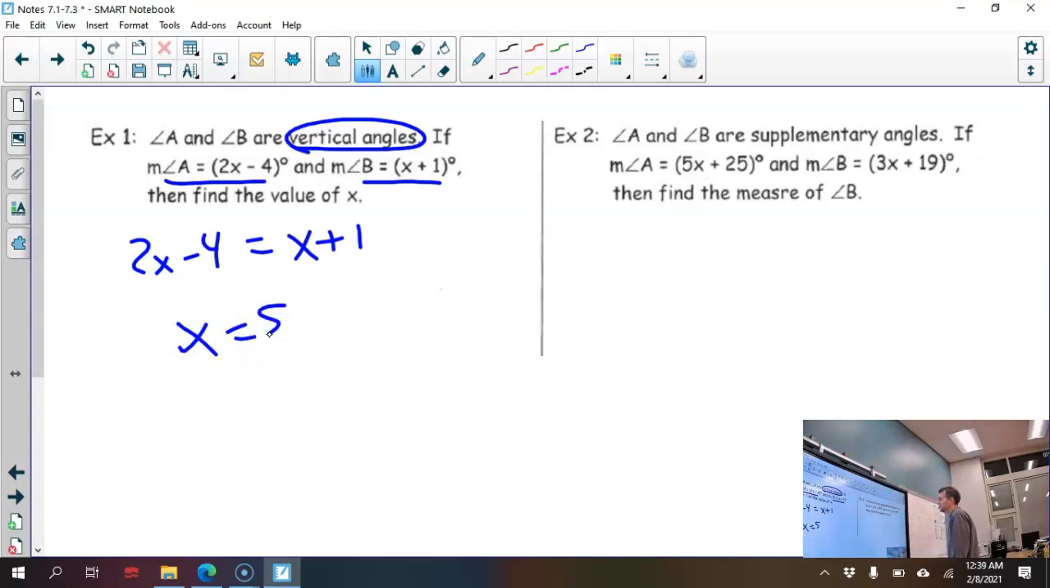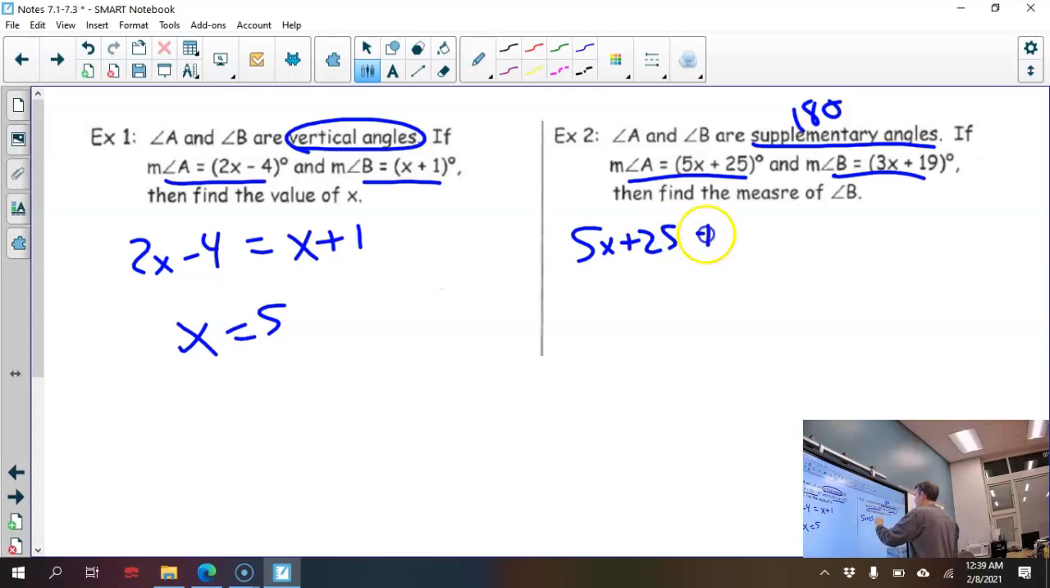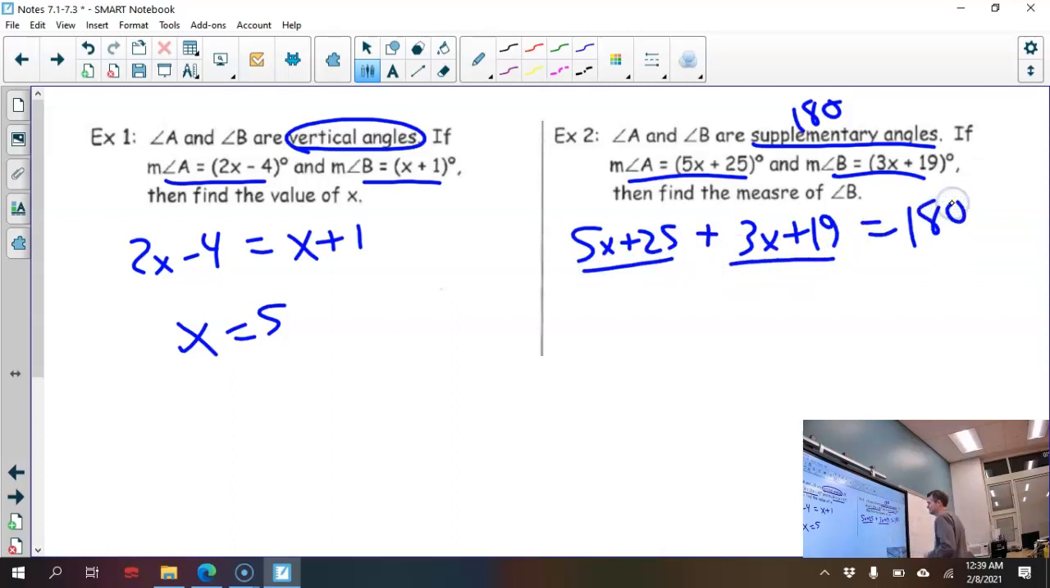All right, how about example 2? Angle A and B are supplementary angles. Well, I learned earlier that that means they add up to 180. So this angle and this angle must add up to 180. 5x plus 25 plus 3x plus 19, these two angles added together make 180. And I know you can all solve that.